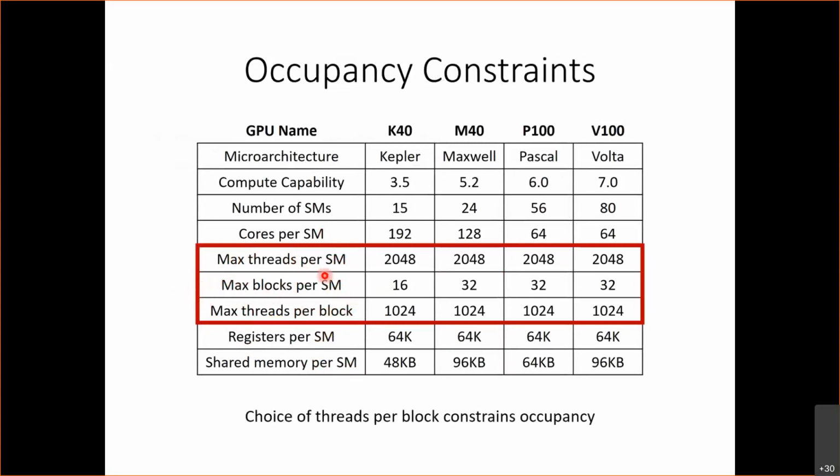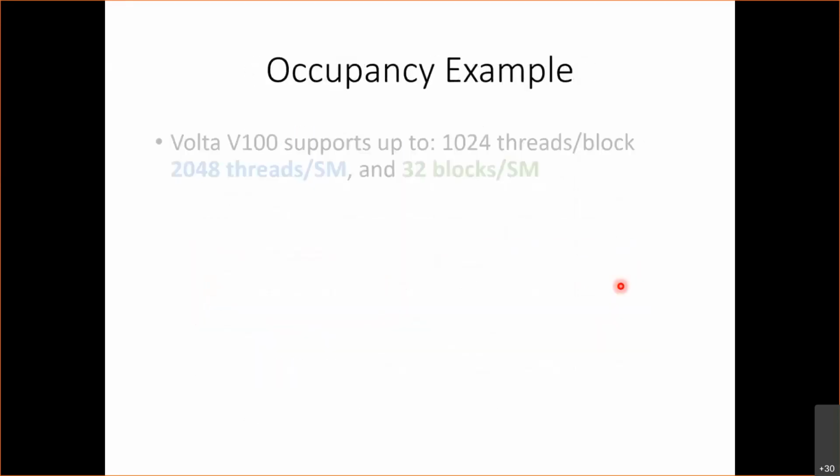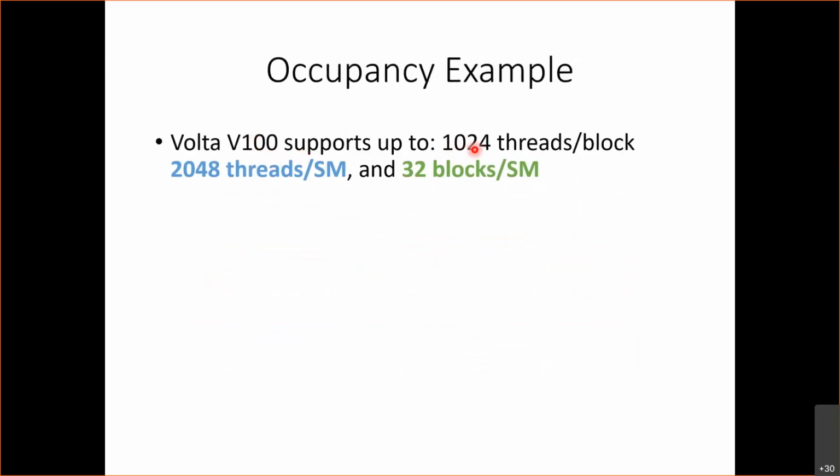Here, for example on the V100, the SM can support 2048 threads, but it can also support up to 32 blocks. I shouldn't say only, because that's quite a big number, but I can't have more than 32 blocks on my SM. Now, what does that mean? Take a look. On the V100, my maximum threads per block is 1024, my maximum threads per SM is 2048, and my maximum blocks per SM is 32.